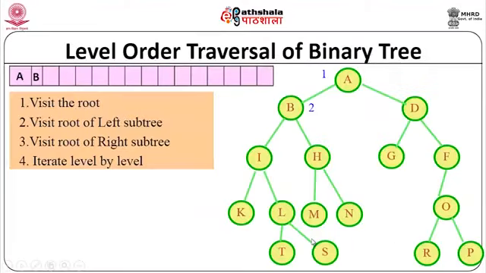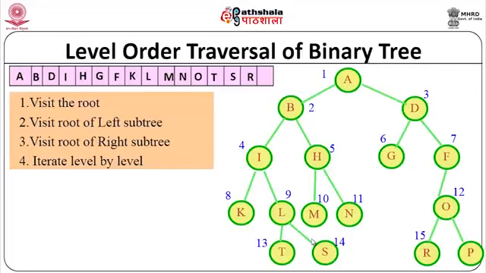So, same thing I can do for level order also. Level order is just you keep on doing till you finish all the children level by level. So, this is simple: visit the root, visit the left subtree, visit the right subtree level by level.